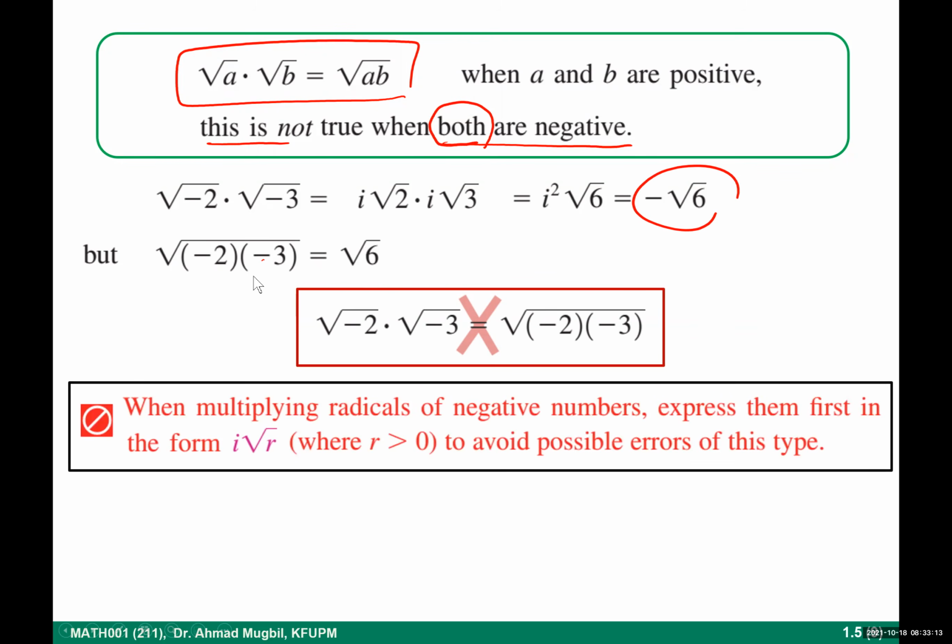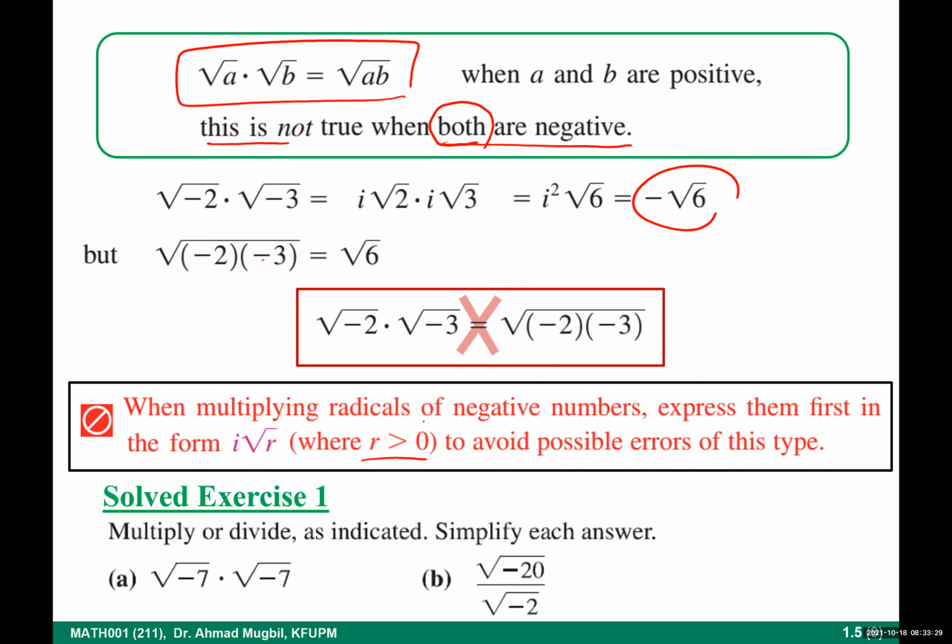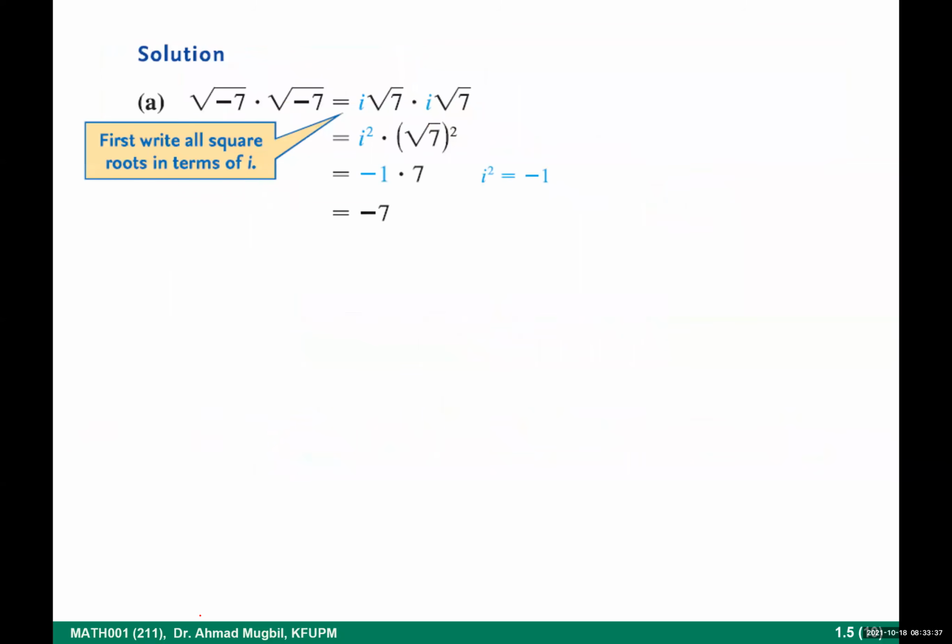Now, when multiplying, how to avoid this error? When multiplying radicals of negative numbers, express them first like this: i square root of r, where r is positive. Then, of course, continue. Let's take an example. What is the square root of -7 by the square root of -7? It will be i square root of 7 multiplied by i square root of 7, which will be i squared. It will be -7 at the end. If you write them under one radical, it will be 7, not -7.